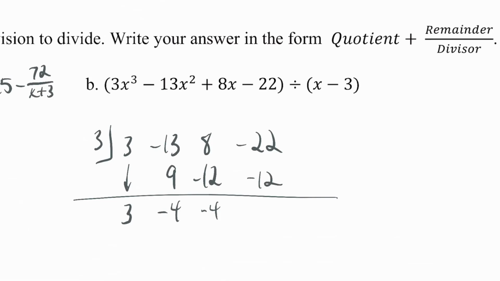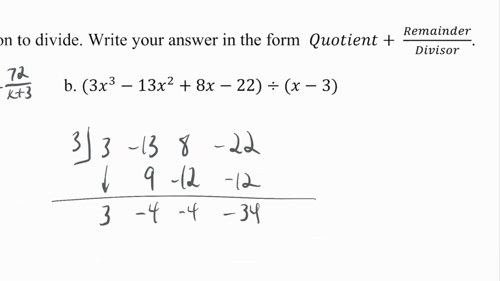I just started feeling like I might have made an error, so I'm double checking. Yep, I don't see any mistakes. Okay, so minus 34. So that means that this equals 3x squared minus 4x minus 4 minus 34 over x minus 3. Okay, let's go do the next example.